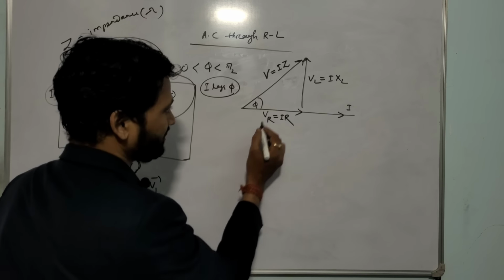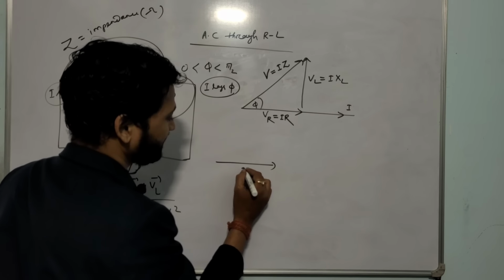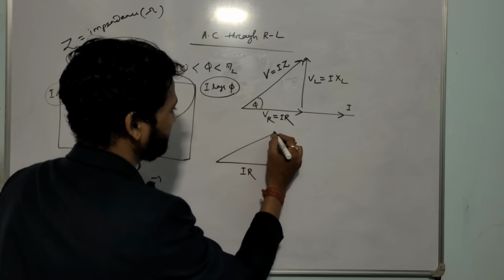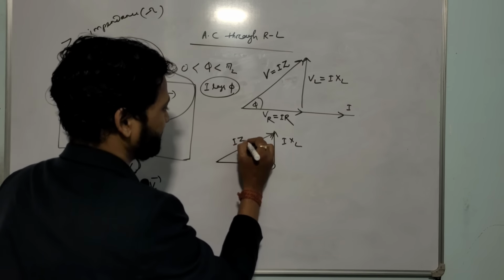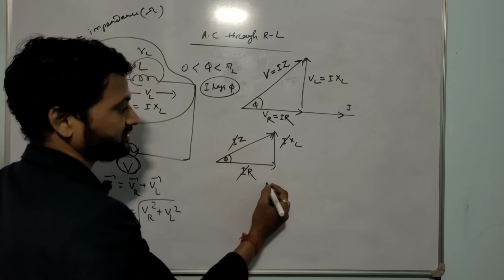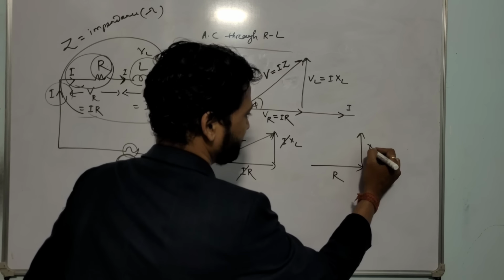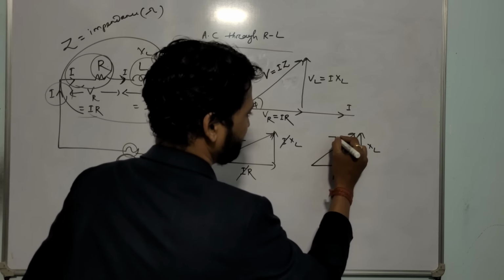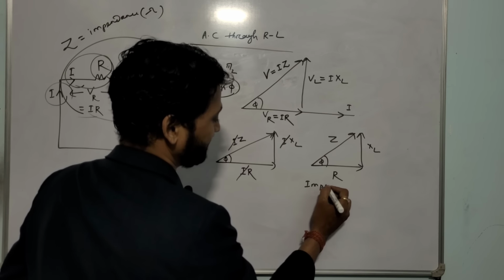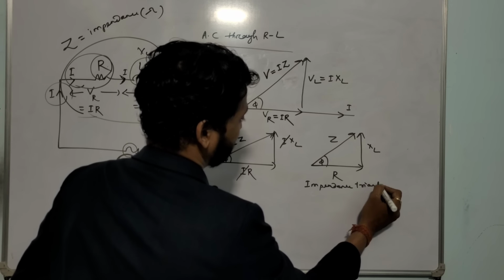Okay. So if I observe this triangle, it is IR on the x-axis and on the y-axis I into XL, and here I into Z, and this angle is phi. I will be cancelled. So we will get this one is R, this one is XL, and this one is Z. This triangle is called the impedance triangle.